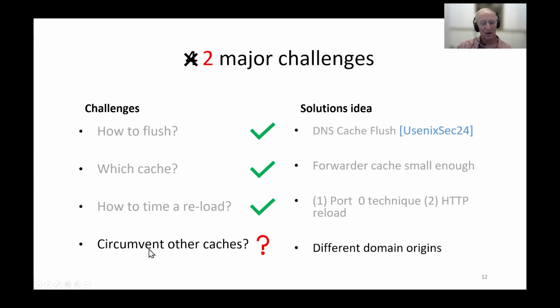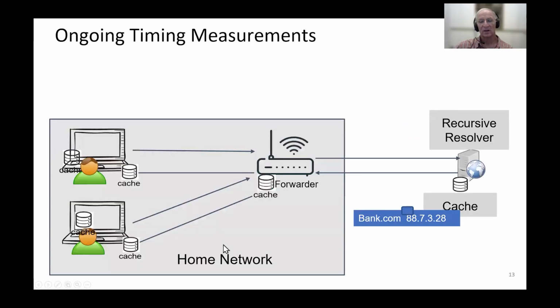Now we have to see how we deal with the different caches in the victim's home. The victim's home has the caches, as we discussed earlier: forwarder, operating system, and browser cache. When the victim visits bank.com, the record is installed in the forwarder cache, in the operating system cache, and in the browser cache. I noticed that not always the operating system cache is used or available. We'll discuss it later.